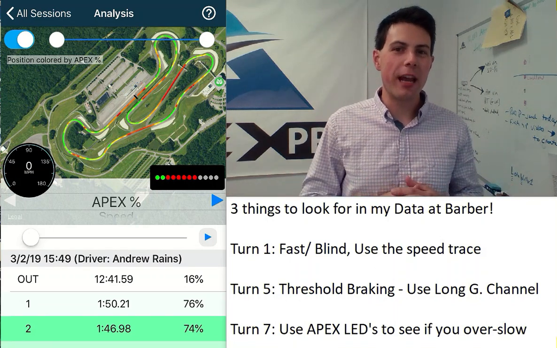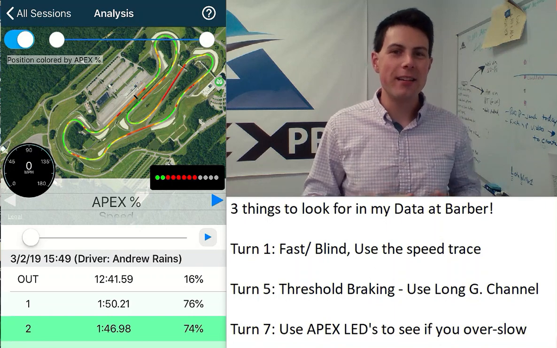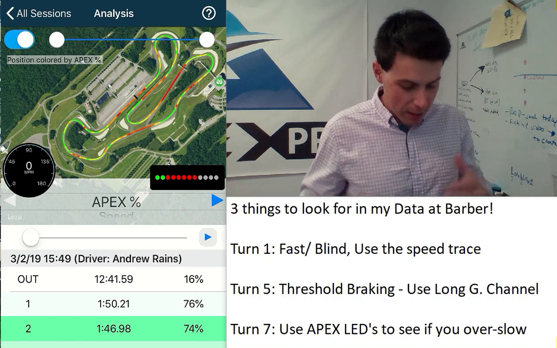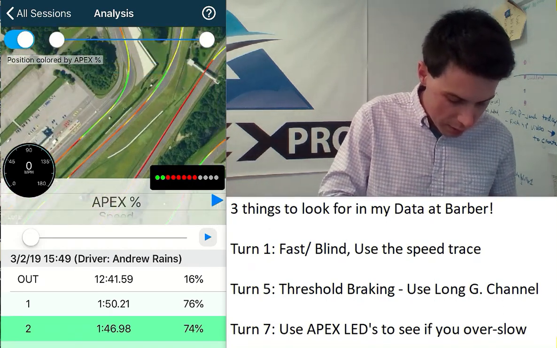Today we're going to be looking at 3 things to look at in my data from Barber Motorsports Park. We're going to start with turn 1, right? Predictable. All right, so we're going to go to turn 1 here at Barber Motorsports Park.